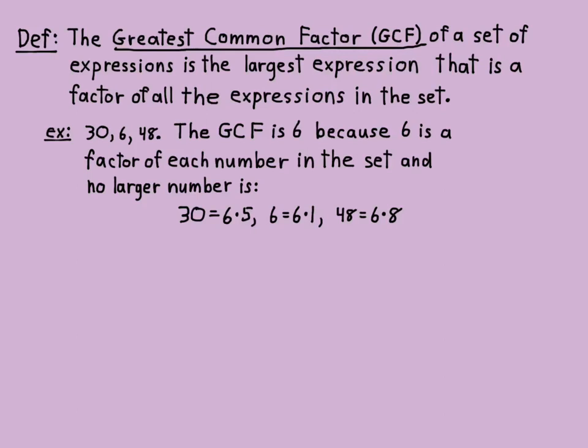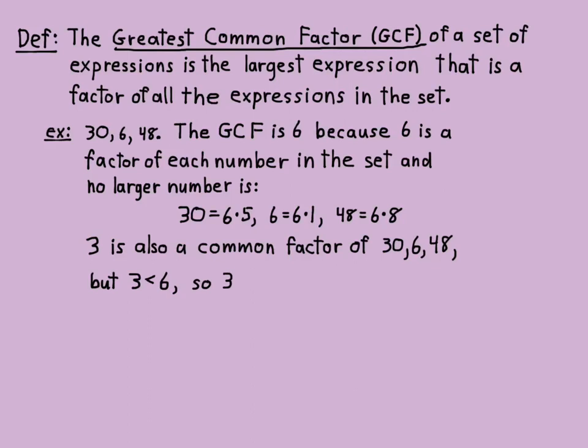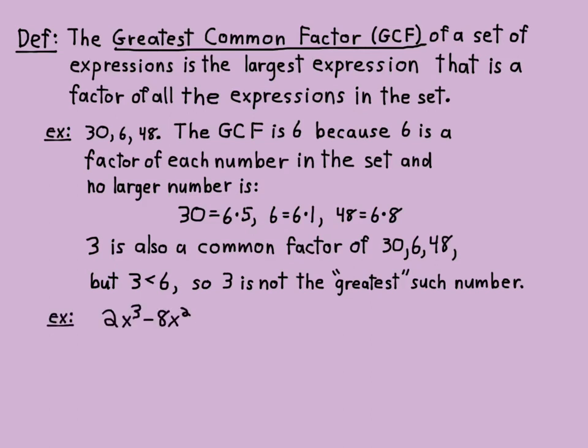We don't count things like a half here. We're just counting integers. So 3 is also a common factor of 36 and 48. But 3 is less than 6, so 3 is not the greatest common factor. It's not the greatest such number. Okay, so the greatest common factor would be 6. 2 is also a common factor, and 1 is a common factor. And of course, -1, -2, -3, -6 are all factors. But 6 is the greatest one.